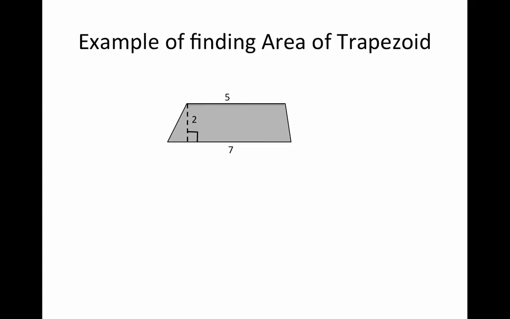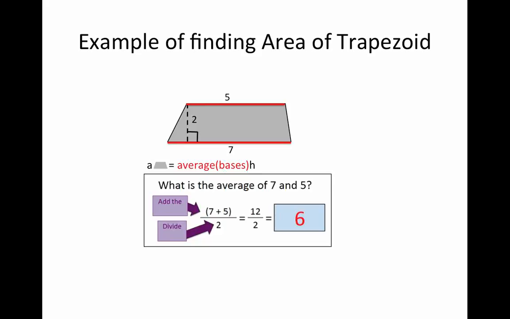There is a trapezoid, and it's asking me to find the area. So the area is the average of the bases times the height. Well, there are my bases right there, so I have to find the average of 5 and 7. And I do that by adding 7 to 5 and dividing by 2. So that gets me 12 over 2, which equals 6.